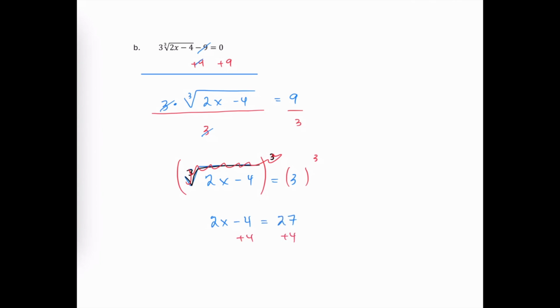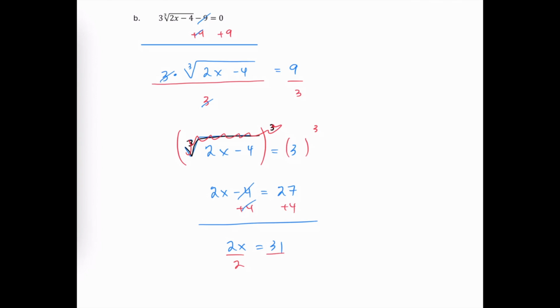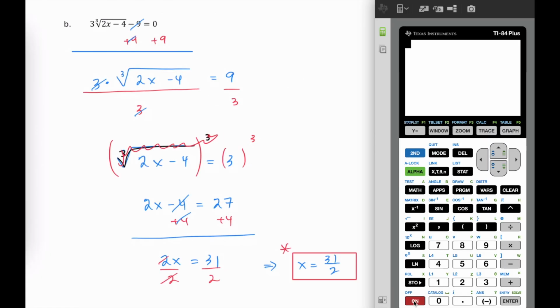So we now add 4 to both sides to solve for x. We get 2x is equal to 31. And when we divide both sides by 2, we get our solution of x is equal to 31 over 2. Let's check this answer on our calculator by taking 31, dividing that by 2, and then that quantity, let's store it into our x variable. And then we hit enter to make sure that it goes in.